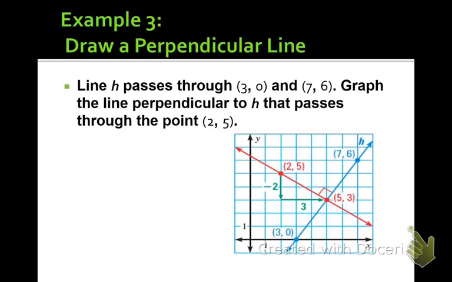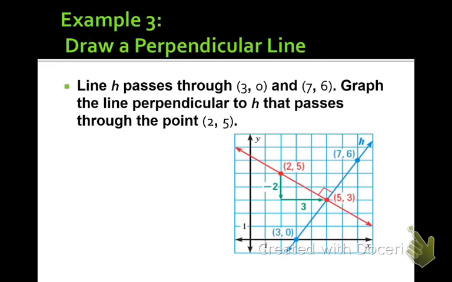Now, drawing a perpendicular line. Line H passes through the points (3, 0) and (7, 6). Graph the line perpendicular to H that passes through the point (2, 5). The line's already drawn in here for you, but if we were to do that, we should be in good shape. So graph the line perpendicular to H that passes through the point (2, 5).